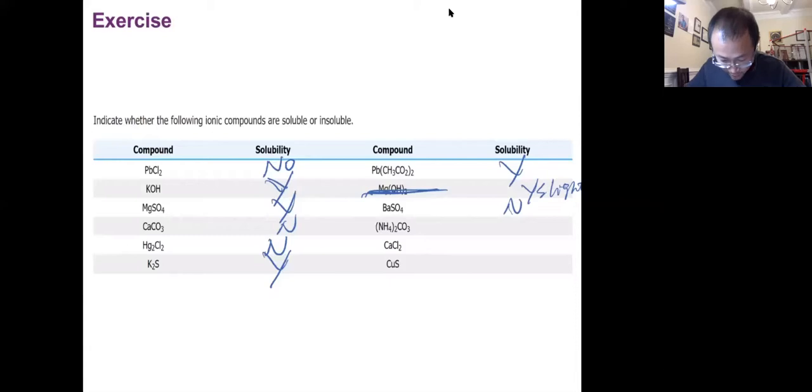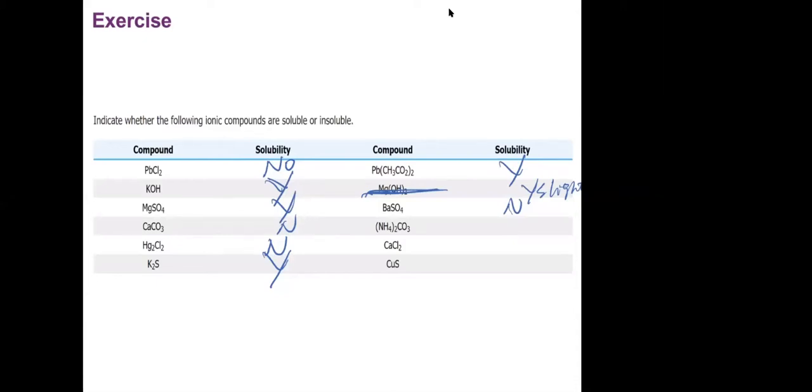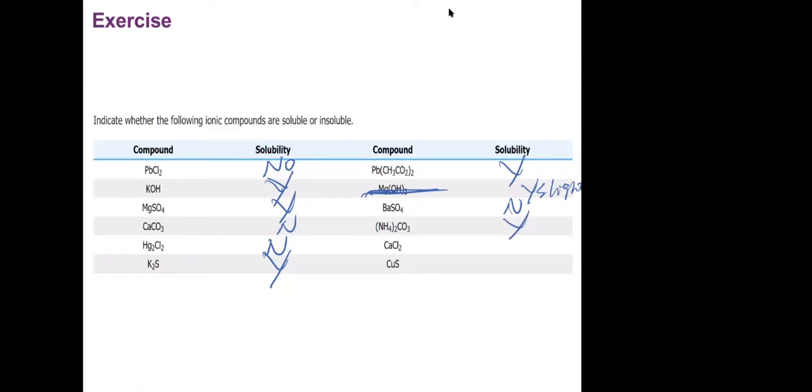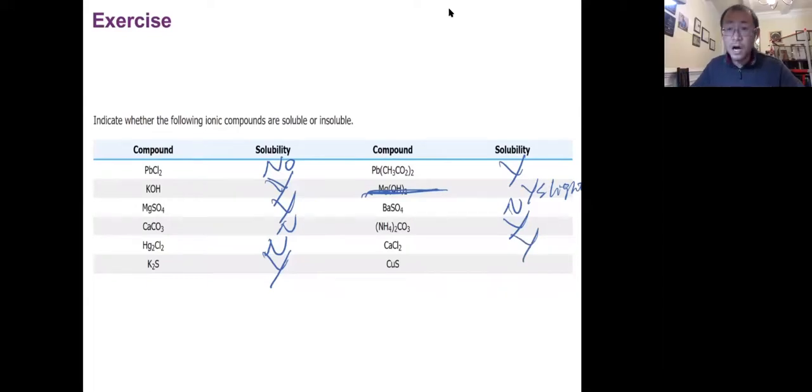Next, ammonium carbonate. Anyone? Yes or no? No? The answer is yes. Why? Because anything with ammonium is soluble, no exception. Next, calcium chloride. Yes, chlorides are soluble. Calcium is not an exception, so soluble. Last one, copper sulfide.